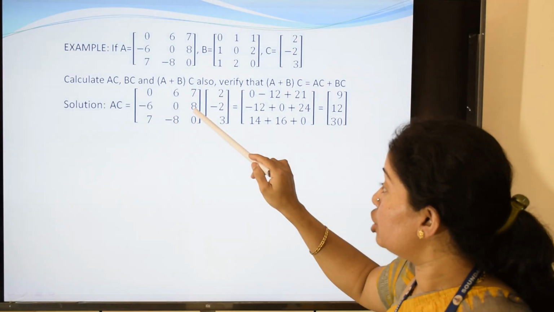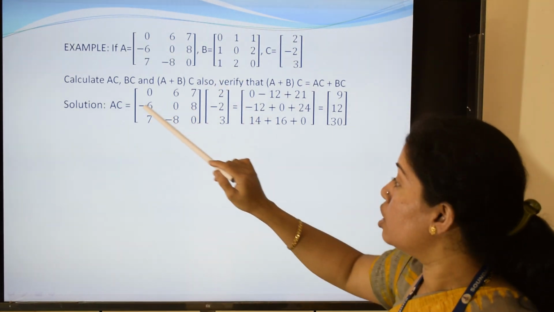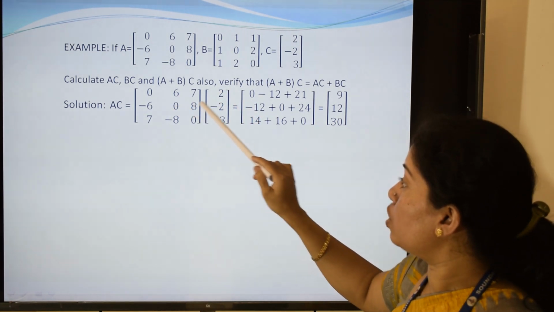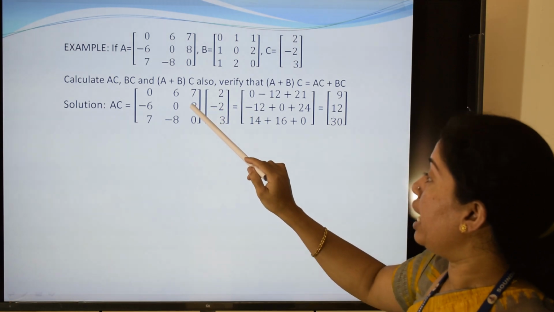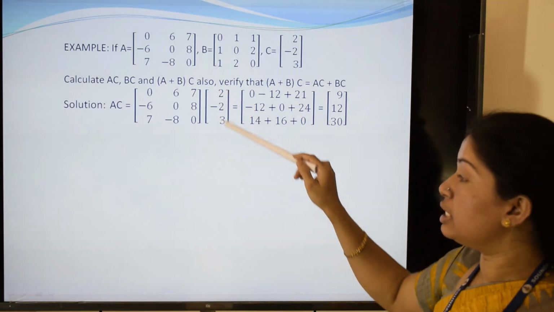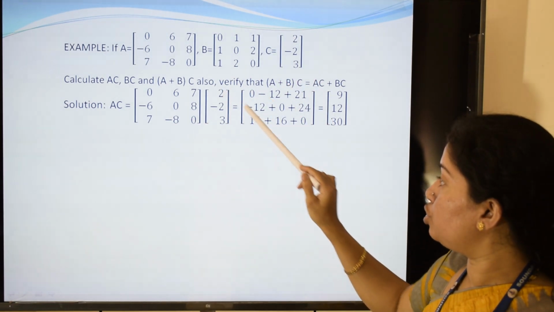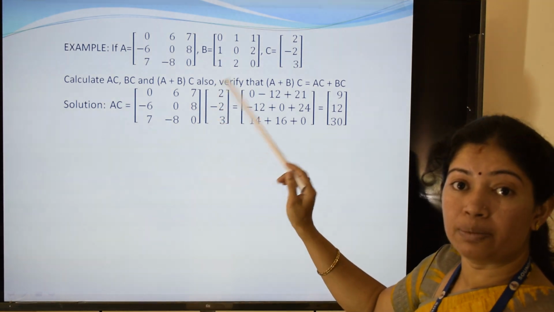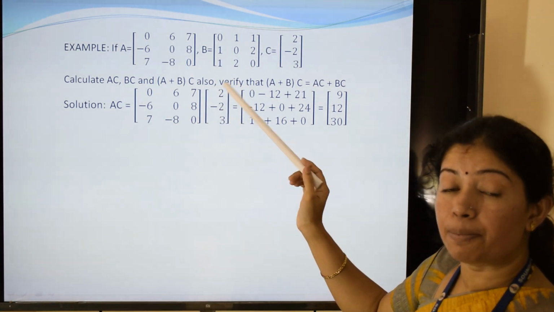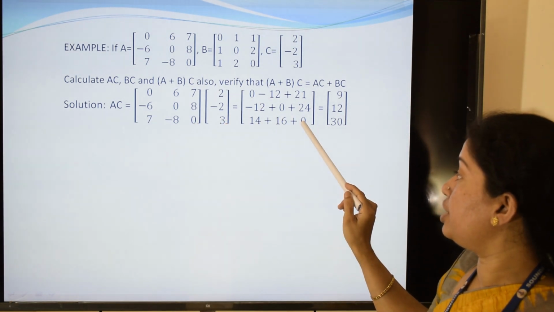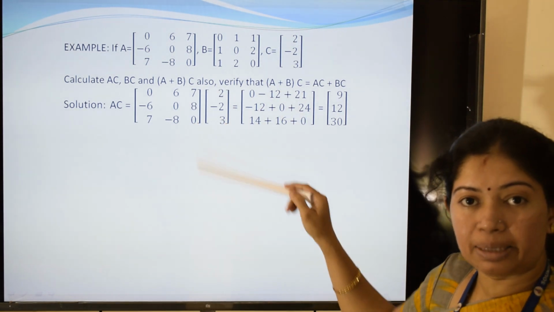Next, second row, multiply with the same column. So minus 6 into 2 is minus 12. Plus 0 into minus 2 is 0. 8 into 3 is 24. Next, third row with the same column. So 7 into 2, 14. Plus minus 8 into minus 2. When both are minus, the product will become plus. So plus 16 plus 0 into 3 is 0. Then simplify them.